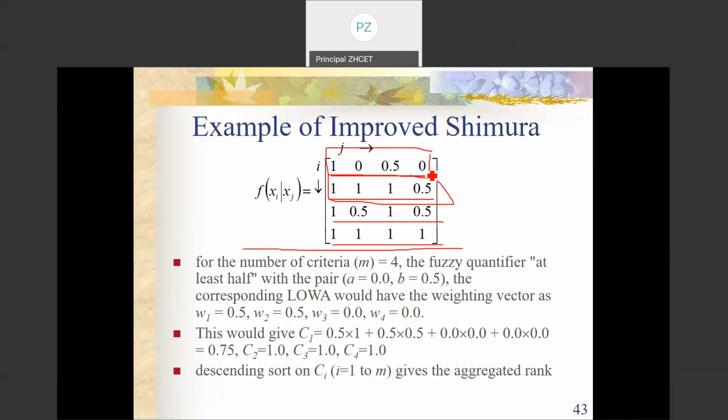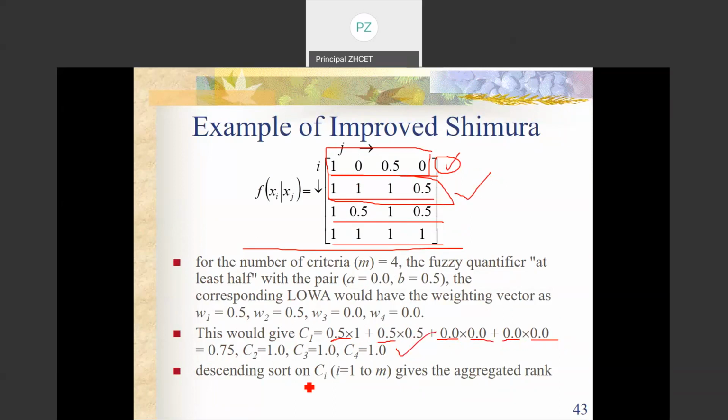Now, 0.5 into the largest plus 0.5 into the second largest plus 0 into the third largest plus 0 into the fourth largest. So that will give me the first point. 0.5 into 1, the largest is 1. 0.5 into 0.5, the second largest is 0.5, and this is my W2, this was W1. Then W3 is 0, and the third largest is also 0. W4 is 0, and the fourth largest is also 0. So that comes out to be 0.75. Likewise, C2 will be 1, C3 will be 1, and C4 will be 1.